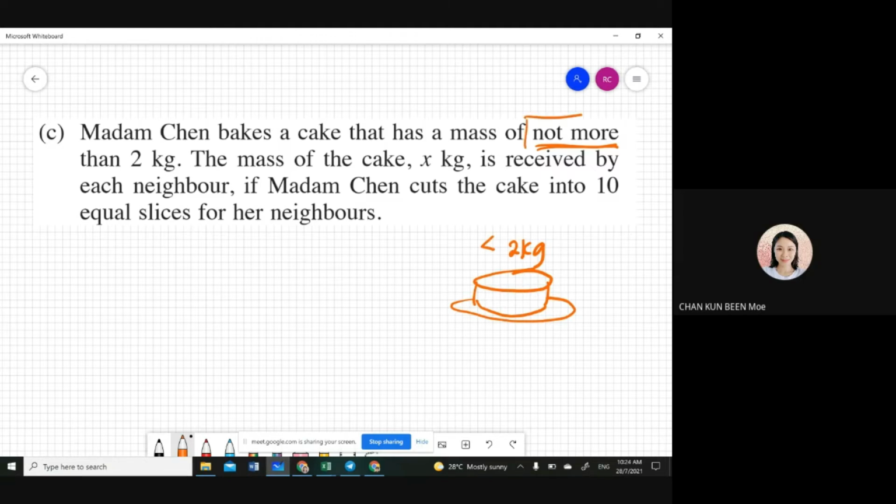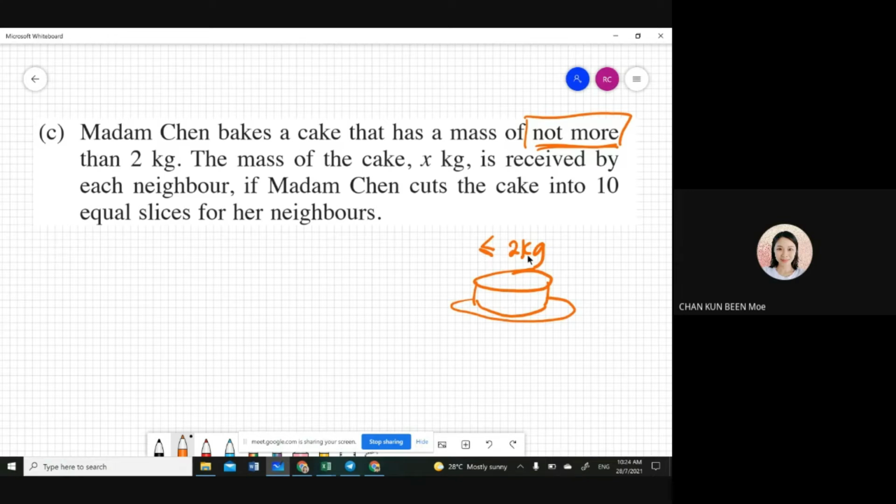Not more. Can it be the same as 2 kg? No. It can. When they say not more, I have not more than 10 ringgit, meaning I have 10 ringgit, or it can be less. I have 9, I have 8, I have 7, and so on. So when they said over here, a cake that has a mass of not more than 2 kg, it can be less than or equal to like this. So we use this symbol, less than or equal to 2 kg.